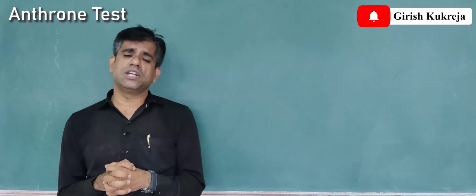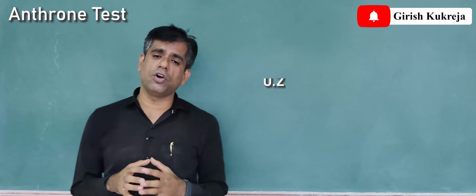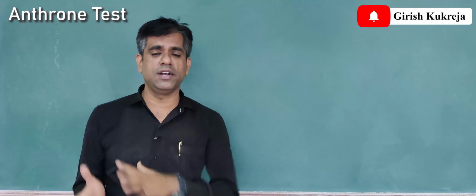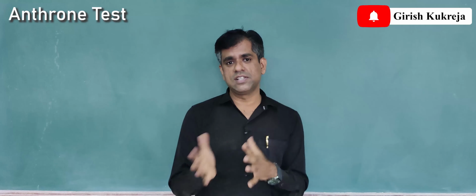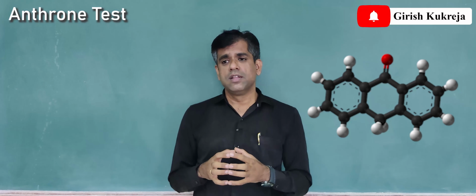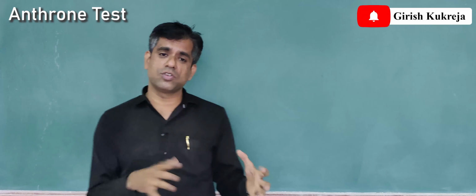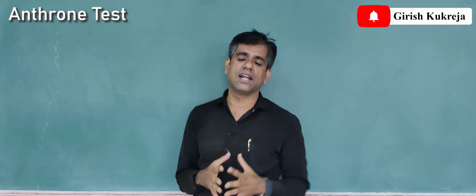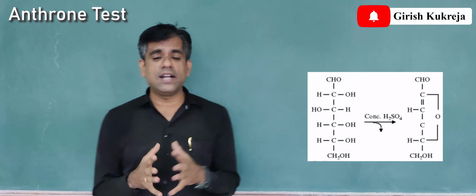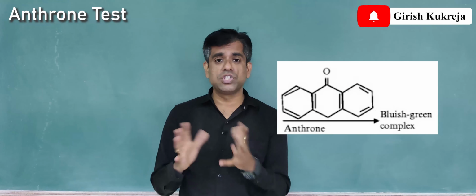Another test which we generally do is the anthrone test. For this you will require 0.2% anthrone reagent in concentrated sulfuric acid itself. So you will take around 100 ml of sulfuric acid and add 0.2 grams of anthrone reagent. The principle remains the same: in presence of concentrated sulfuric acid, the glycosidic bonds are hydrolyzed, the polysaccharides are hydrolyzed, and they form monosaccharides which are then dehydrated to form the furfural derivatives, which here react with the anthrone reagent to form a bluish green colored complex.